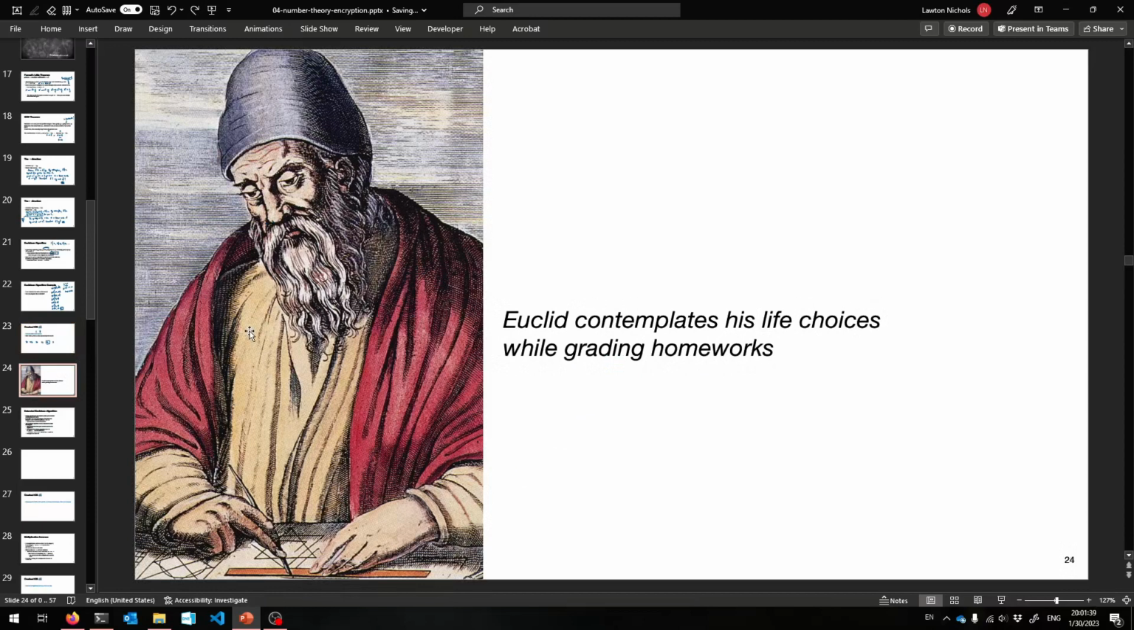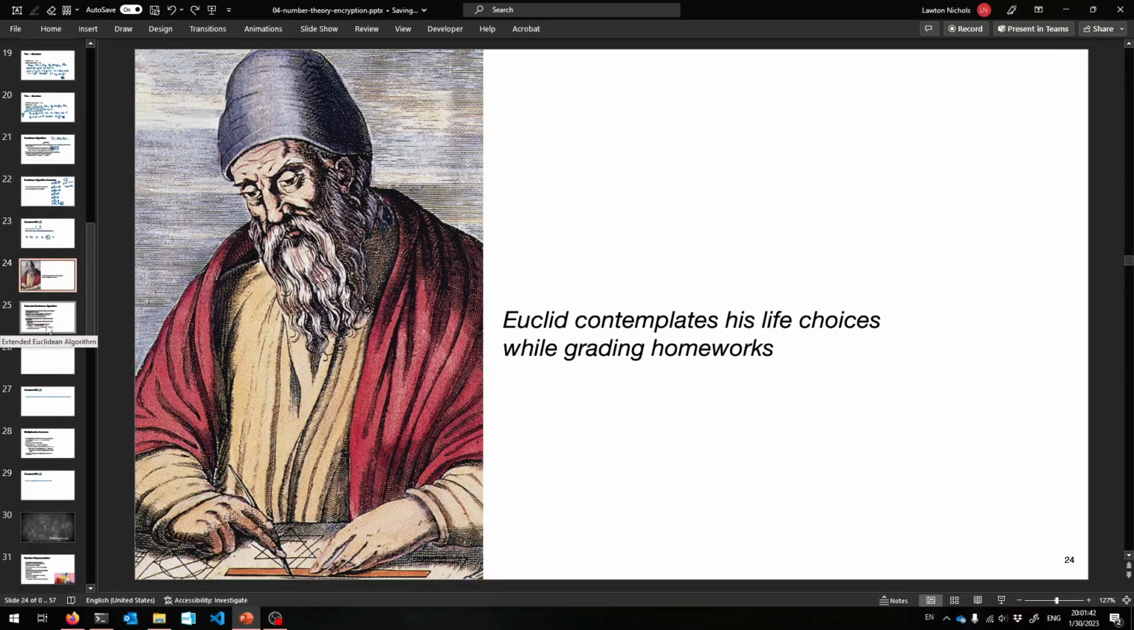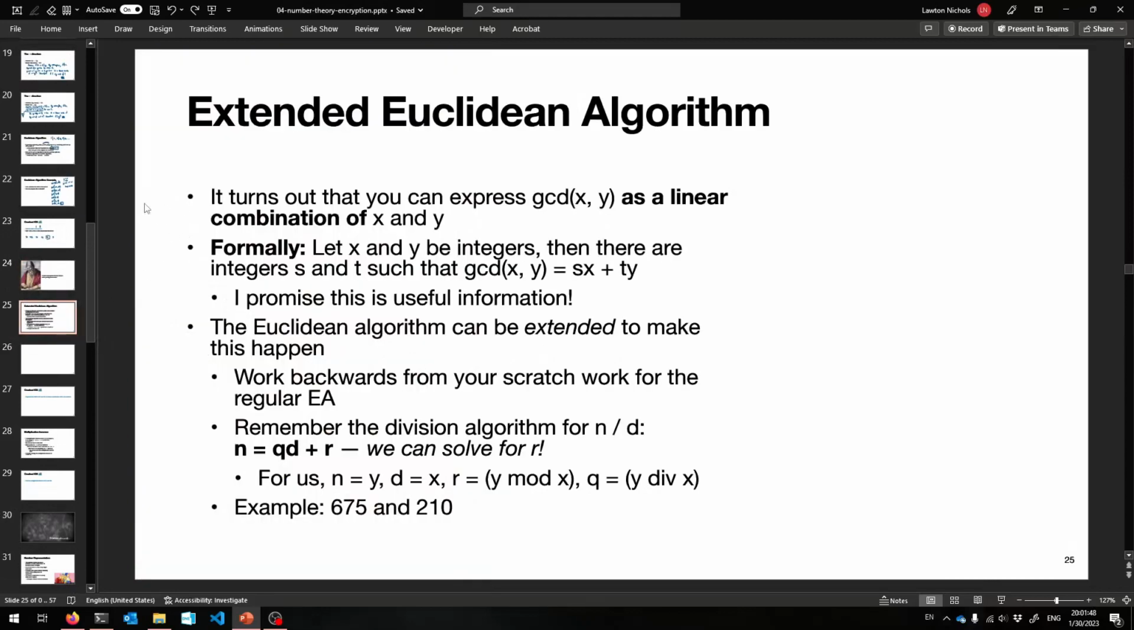All right? Here is a funny intermission, and with that, I would like to teach you a fancier thing that you can do with Euclid's algorithm, with the Euclidean algorithm.